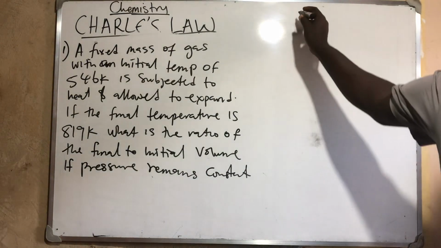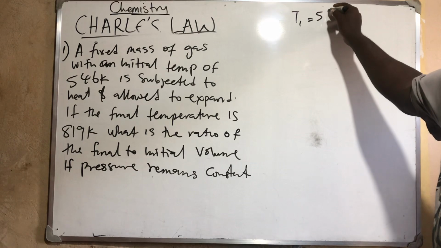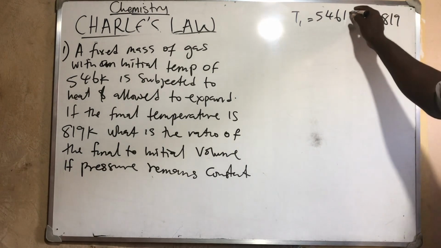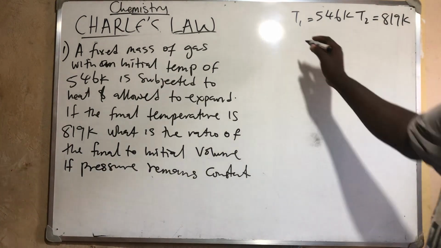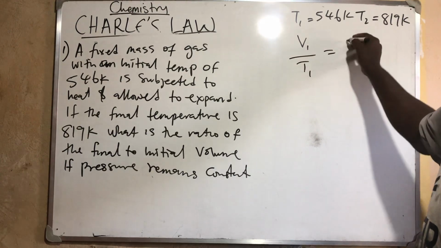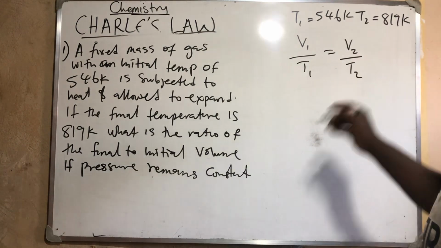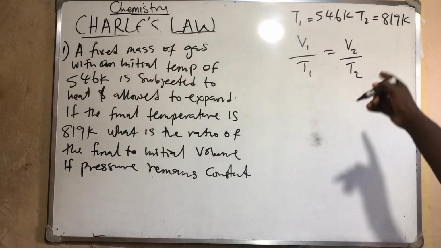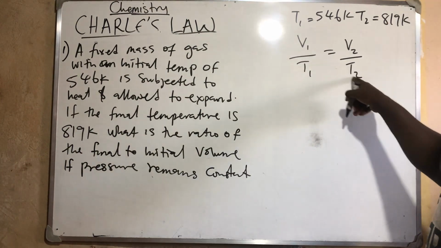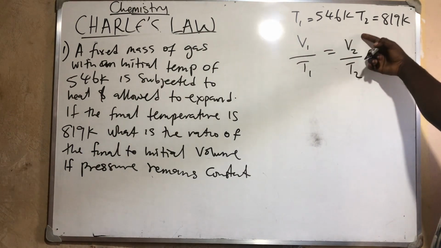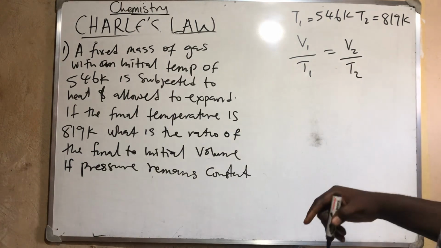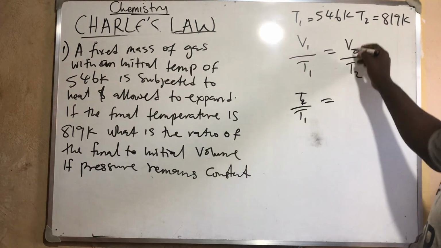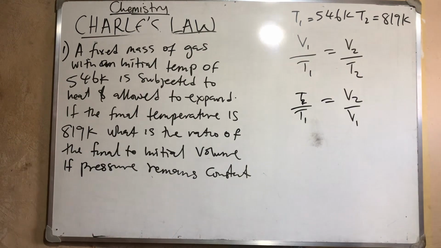They gave us the first temperature, T1, which they say is 546, and T2 they gave us is 819. They are all in Kelvin, so no need to convert. But we know that V1 over T1 is equal to V2 over T2. Now they want us to find the ratio of the final to the initial. So they mentioned the final first. So they will now exchange, so that I will have the one mentioned first up, while the one mentioned second will be down. So I will now have that T2 over T1 is equal to V2 over V1. Are you getting it now?